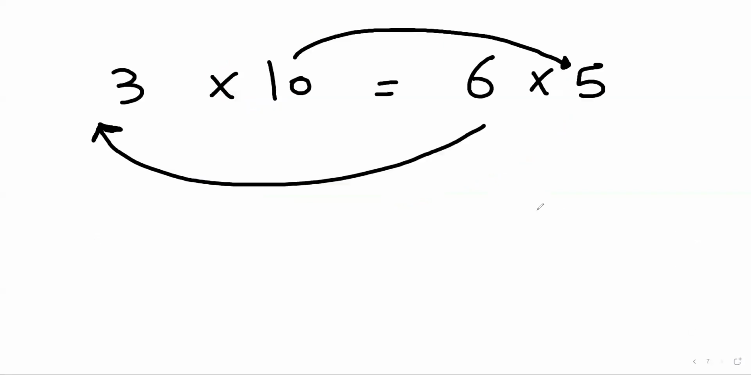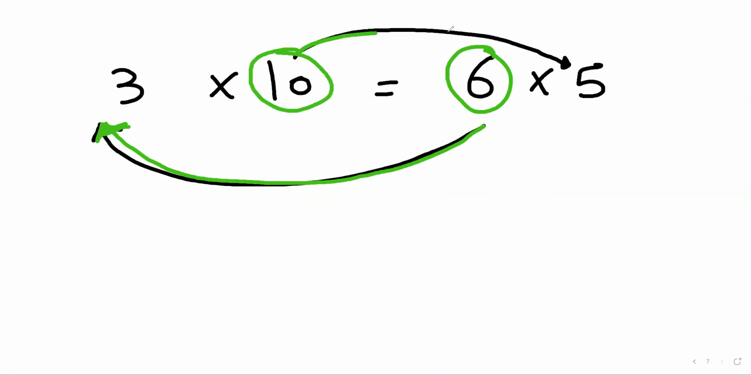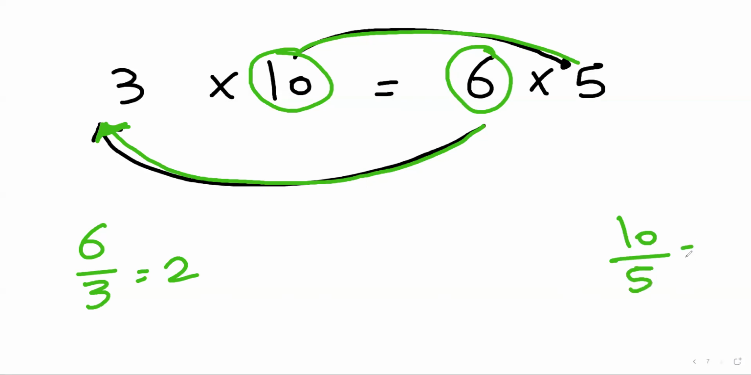Let's have a look at this one. Here, I asked you to find 6 divided by 3. So 6 divided by 3, I went from the right to the left. Don't return alone, take 10 with you. It's 10 divided by 5. 6 divided by 3 is 2, and 10 divided by 5 is 2. Okay? That helps us in finding a ratio.